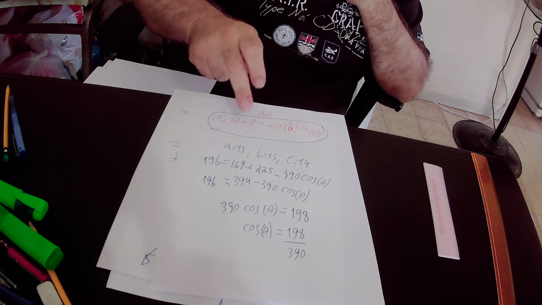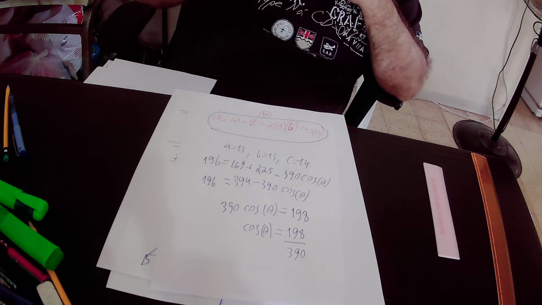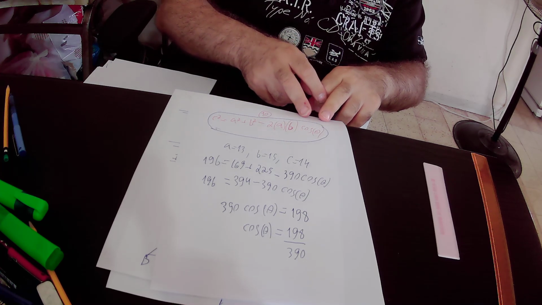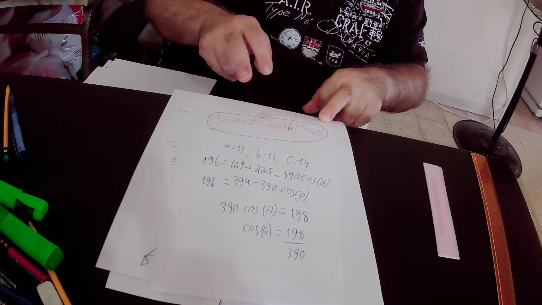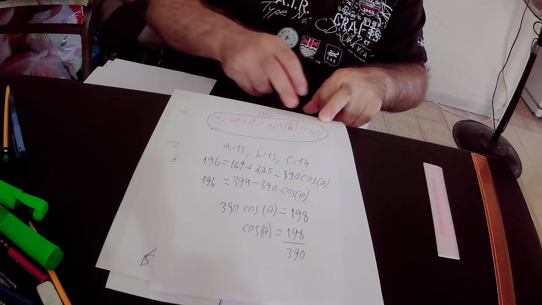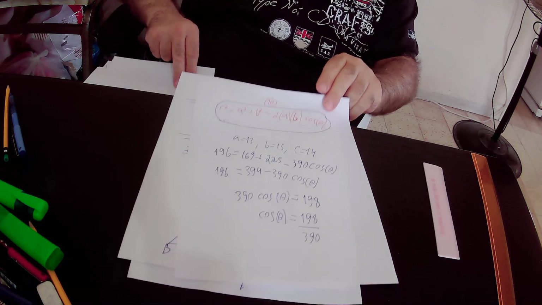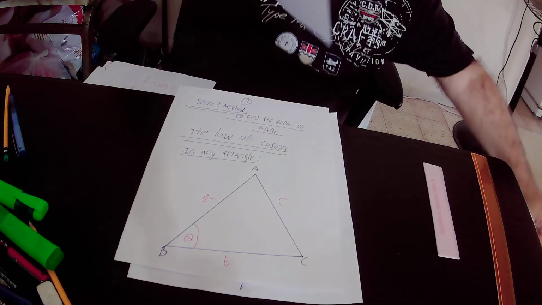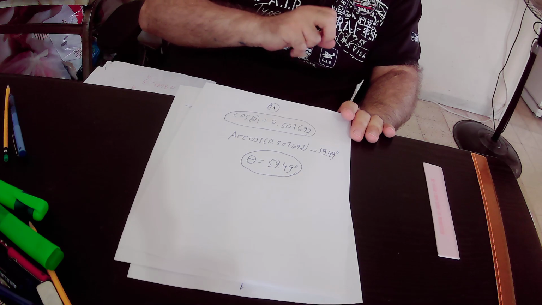And we know that A equals 13 units, B equals 15 units, and C equals 14 units. So the only missing variable that we have here is cosine theta. So by solving this equality, we found the value of cosine theta. We found that cosine theta equals 0.507692.